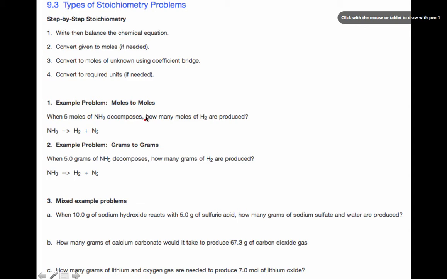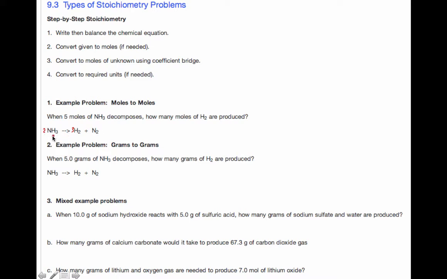So this is best learned by practice. I'm giving you an example problem of moles to moles. These are actually pretty easy. Here's a reaction equation. This is ammonia, NH3, to hydrogen gas and nitrogen gas, but we notice that it's not balanced. So the first thing I'm going to do is balance this. I need to put a 3 here and a 2 here, and then this is balanced.